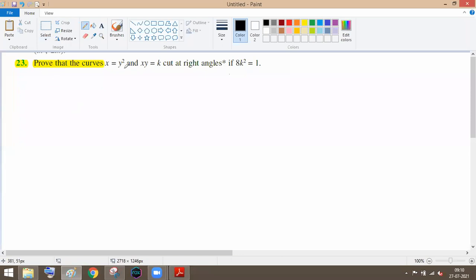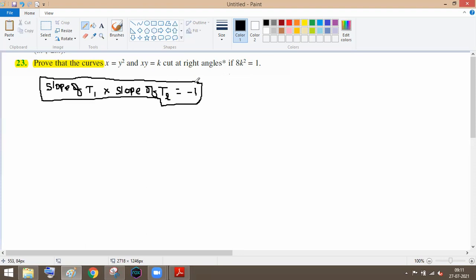So we have to prove that x equal to y square and xy equal to k cut at right angle if 8k square equal to 1. Then we'll assume that it cuts at the right angle. If two tangents cut at right angle, it means that the slope of tangent 1 multiplied by slope of tangent 2 should be equal to minus 1.